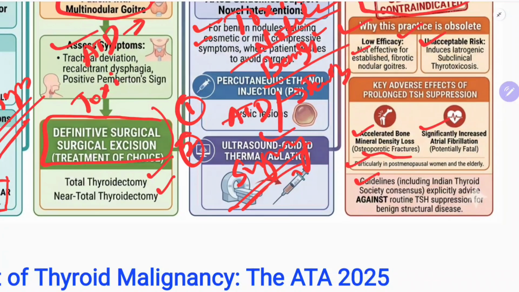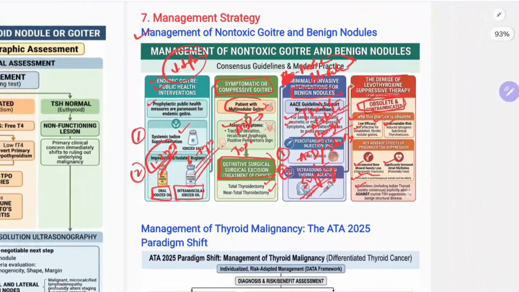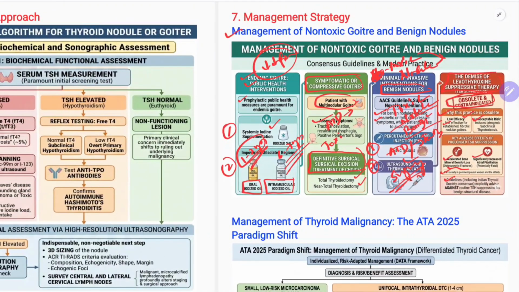So guidelines, including the Indian Thyroid Society consensus, explicitly advise against routine TSH suppression for benign structural diseases. Okay, so that is about the management of non-toxic goiter and benign nodules, and I also discussed how to manage toxic goiter and toxic nodules which are benign.